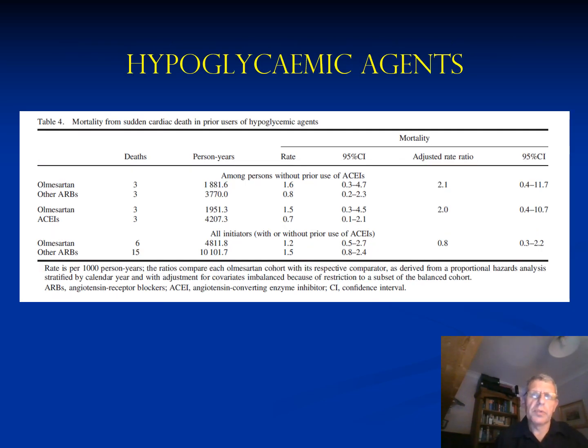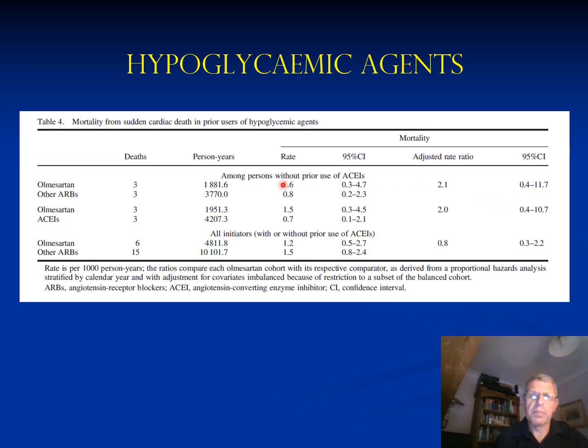This table looks at mortality rate from sudden cardiac death in prior users of hypoglycemic agents. Remember, these were the focus of the two randomized controls that we looked at earlier. And here we can see that the rate among olmesartan is higher. Not significant because it crosses 1.